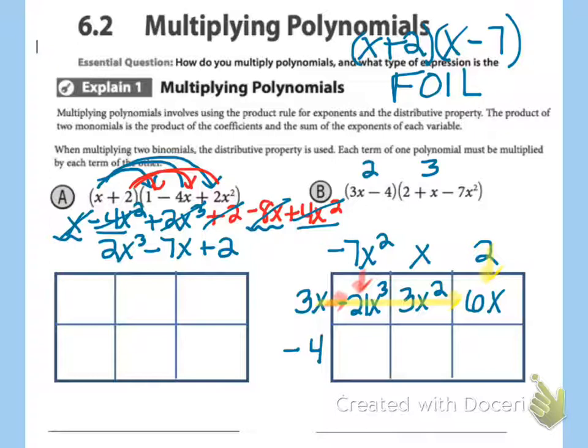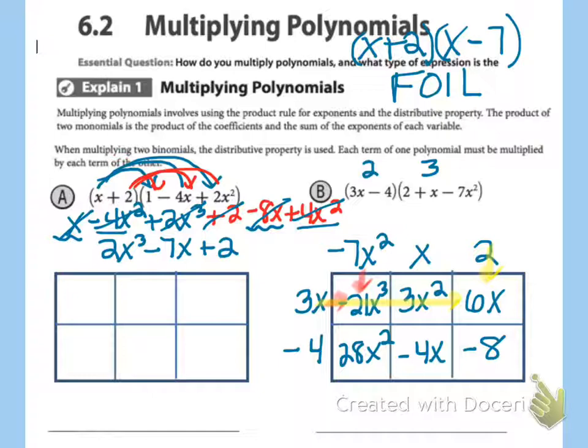Then I'm going to go down to the next row and do the exact same thing. So I have the negative 4 times the negative 7x squared. That's positive 28x squared. The negative 4 and the x is negative 4x. And then the negative 4 and the 2 is negative 8. And now all I have to do is put my like terms together.